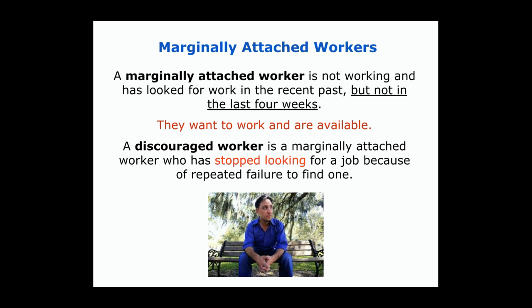So we have marginally attached workers. A marginally attached worker is someone who's not working, and they've looked for a job in the past, but not in the last 4 weeks. So these are people in the working age population who want to work, but wouldn't be considered part of the labor force. Some of these marginally attached workers are called discouraged workers. They've stopped looking altogether because they've looked for a long period of time, maybe a year or 2 years, and they can't find a job. So the point here is that these marginally attached and discouraged workers want to work, but they're not in the labor force based on the more narrow, specific definition of who's supposed to be in the labor force.